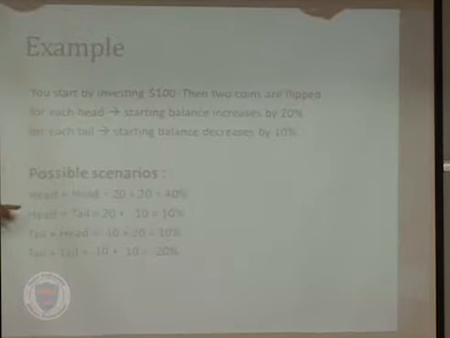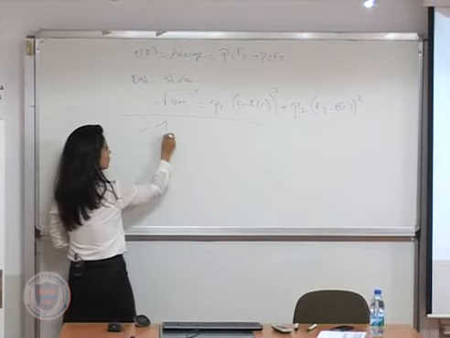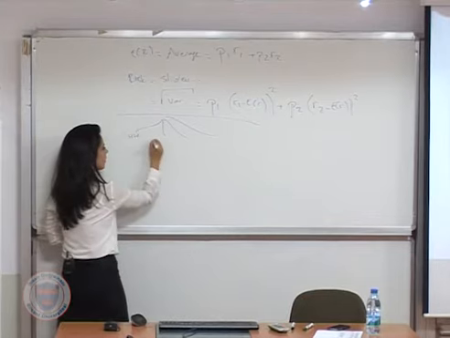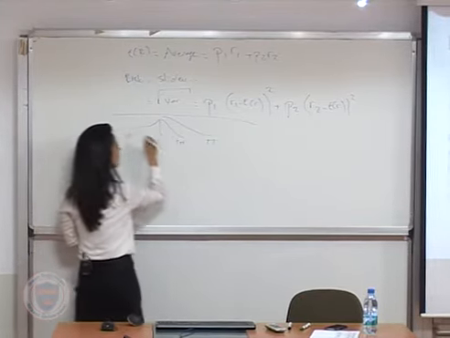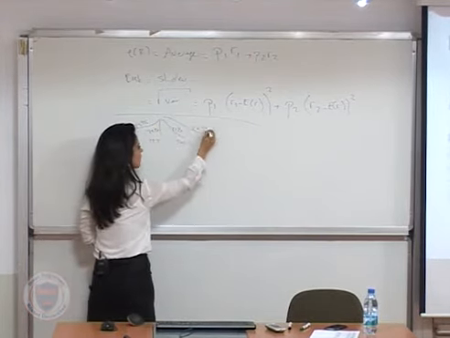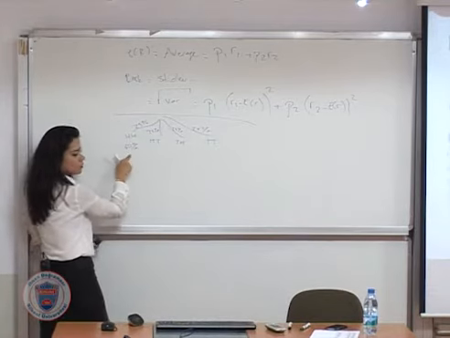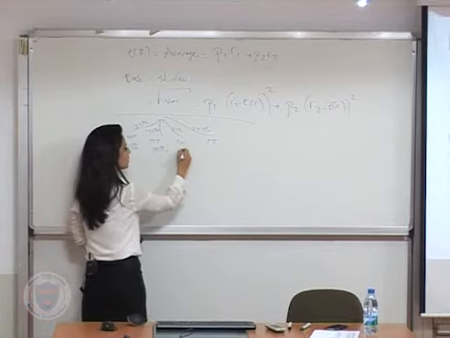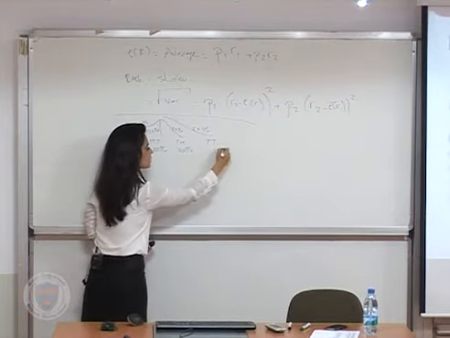What is the probability of having a head and head? What's the probability of this scenario? 25%. What is the probability of this scenario? They're all 25%, right? So let's write it actually here. So you have 4 scenarios, right? Head, head, head, tail, tail, head, tail, tail. They all have 25% probability. And for this one, your return is 40%. For this one, it is 10%. For this one, it's 10%. For this one, it is minus 20%.